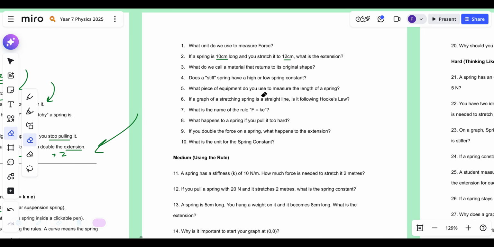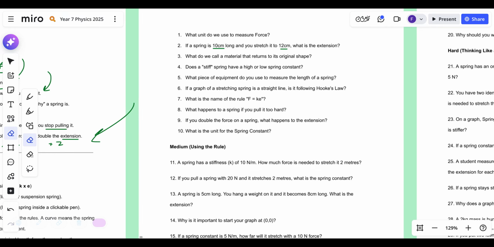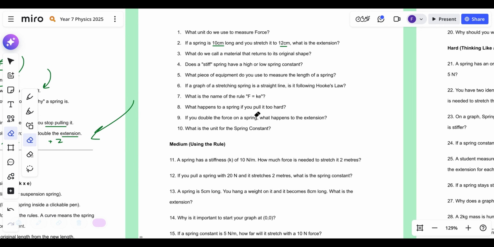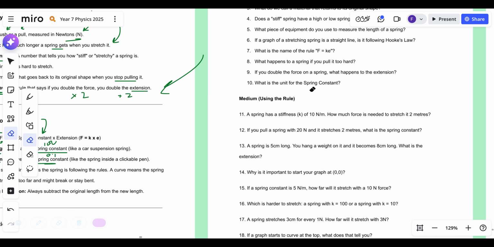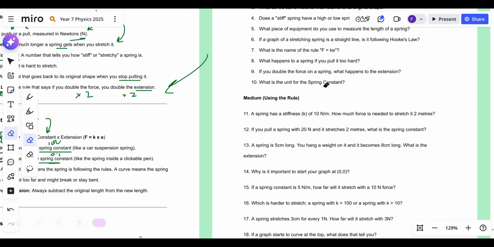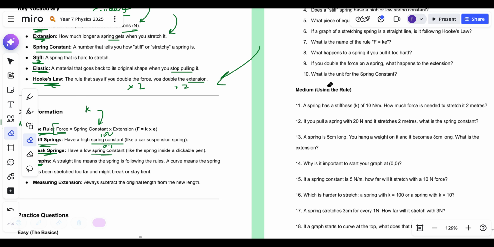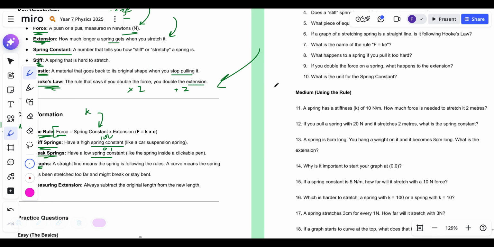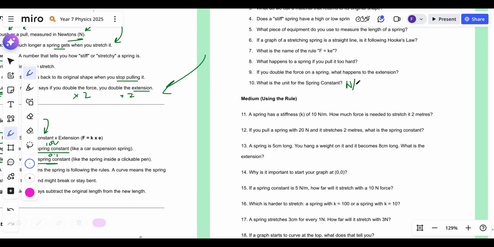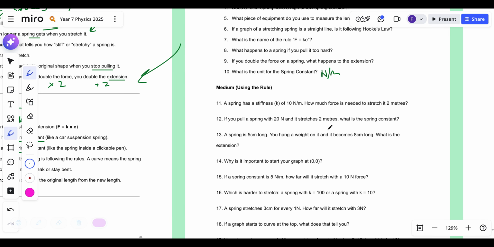If a graph of a stretching spring is a straight line, is it following Hooke's law? Yes. What is the name of the rule F equals k e? Hooke's law. What happens to a spring if you pull it too hard? It breaks. If you double the force on a spring, what happens to the extension? It doubles. What is the unit for the spring constant? Oh, it's not there. I'm going to put that one in. Newtons per meter. Newtons per meter. All right.